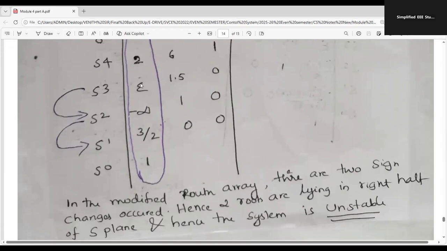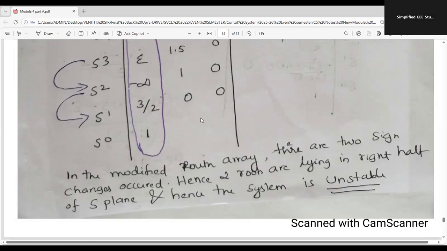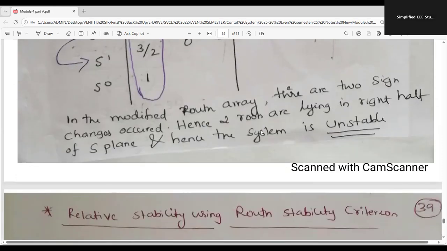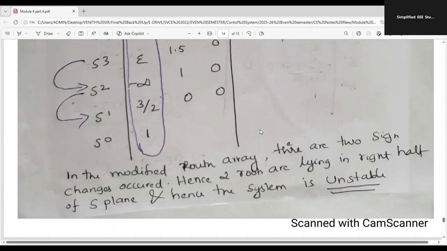So in light of this, plus epsilon to minus infinity is one sign change. Minus infinity to 3 by 2 is another sign change. Since there are two sign changes happening, of course two poles are located in the right half of the S-plane. If two poles are located in the right half of the S-plane, I should say that the system is unstable. So this condition is known as the Routh Hurwitz criterion for the third case. So kindly practice it systematically.